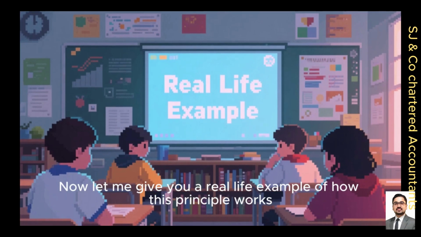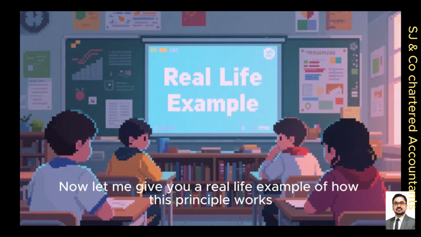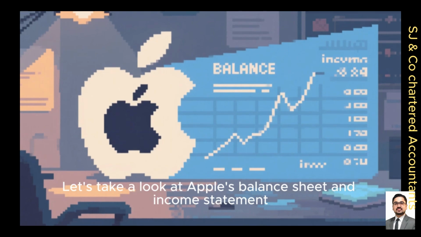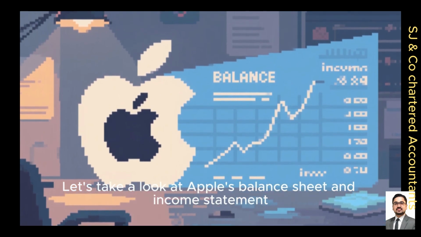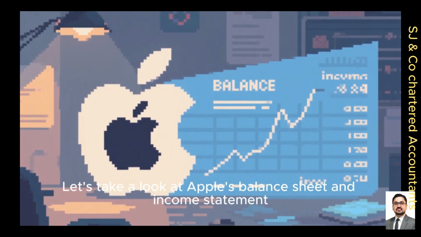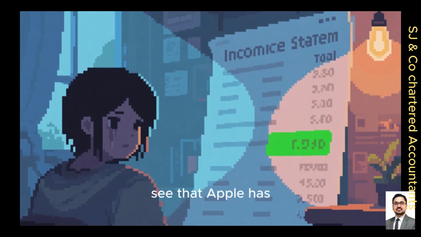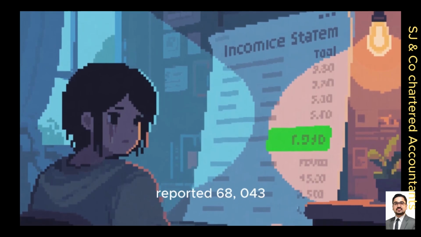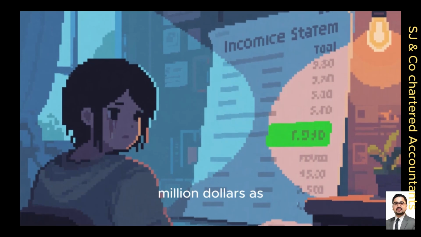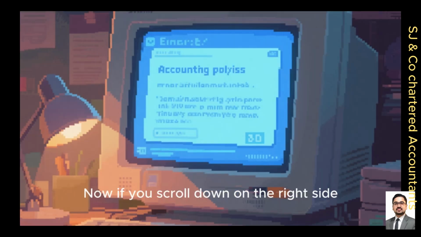Now let me give you a real-life example of how this principle works. Let's take a look at Apple's balance sheet and income statement. Over here on the left side you can see that Apple has reported $43 million as the total revenue.